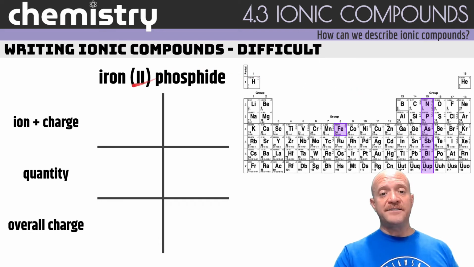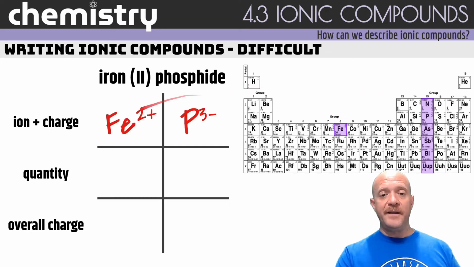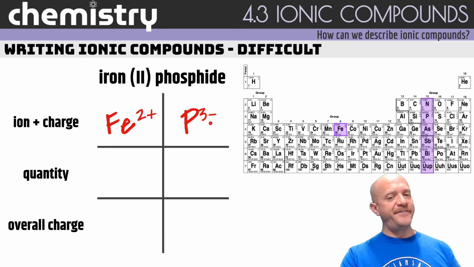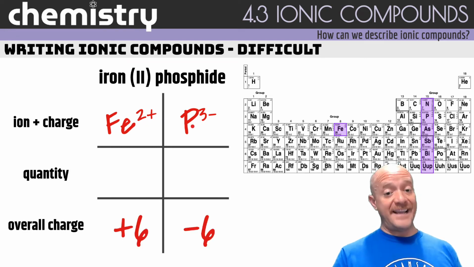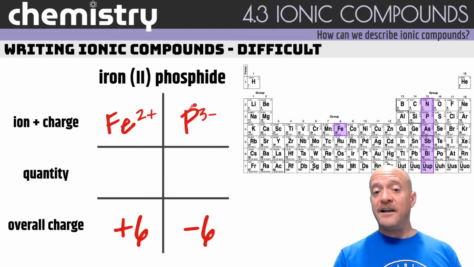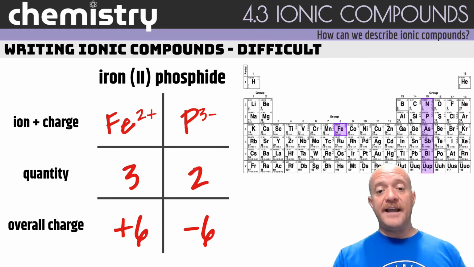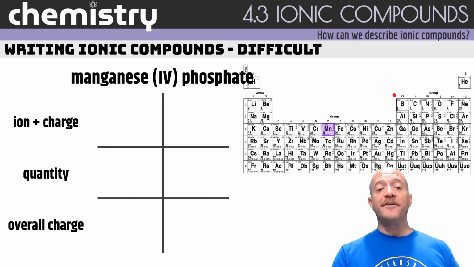Iron 2 phosphide. Now this 2 means that it is a plus 2 charge. Phosphorus is in this group. It is a minus 3. 2 plus, 3 minus. This is very similar to the one we just did. They both go into the number 6. 2 into 6, 3 into 6. 2 goes into 6 3 times. 3 goes into 6 2 times. I'm going to have 3 irons and 2 phosphorus. Fe3P2.